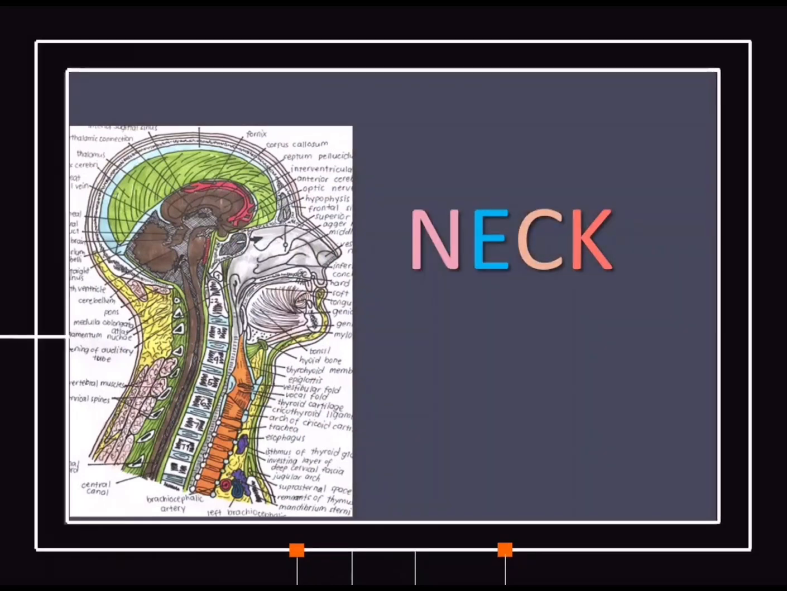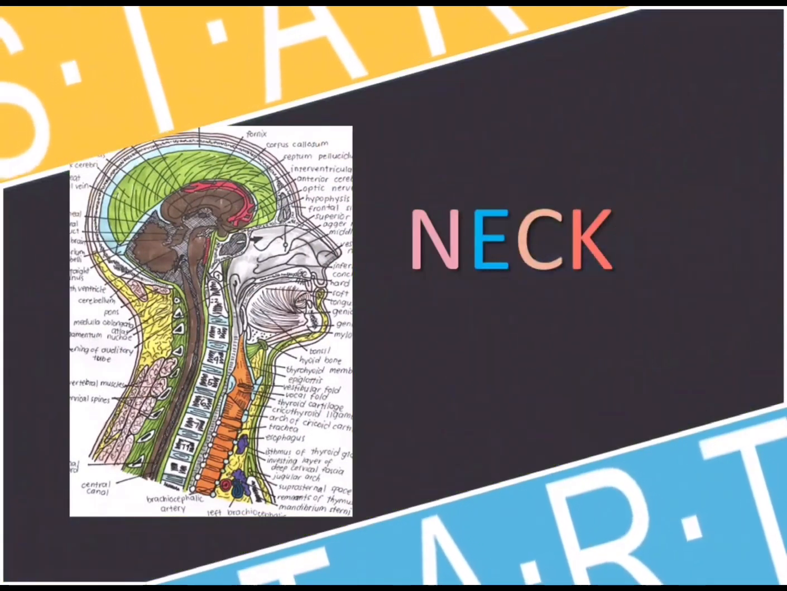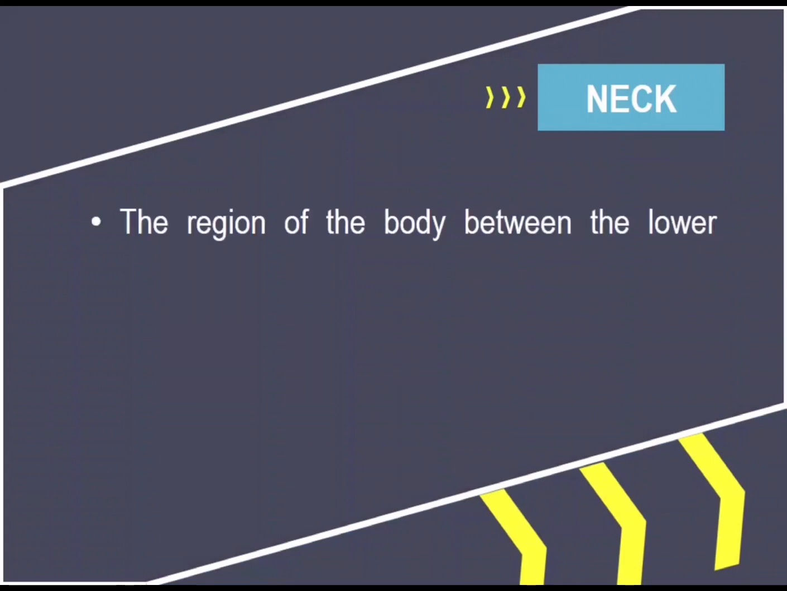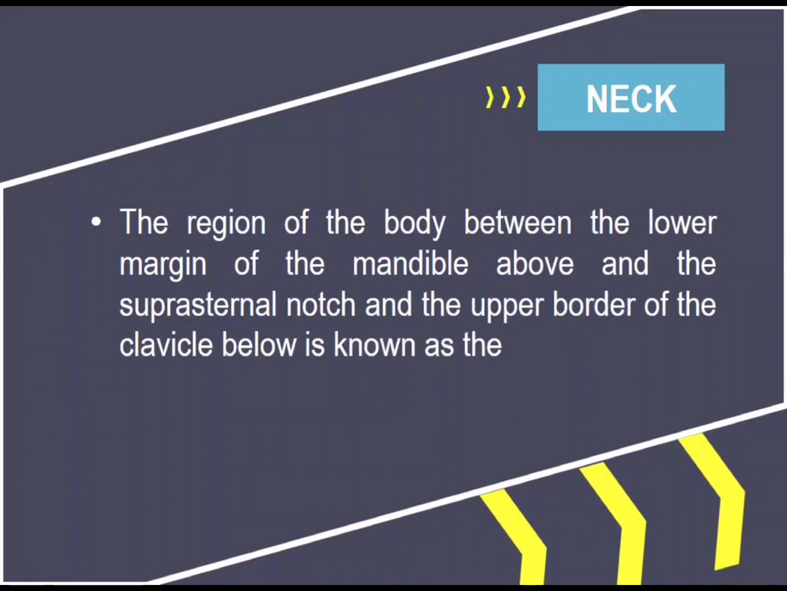Parts of the neck. Now let's talk about the neck. So the neck is the region of the body between the lower margin of the mandible above and the suprasternal notch and the upper border of the clavicle below. The cervical section of the spinal column, which is convex forward, supports the head and strengthens the neck.